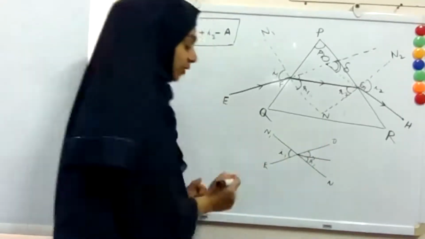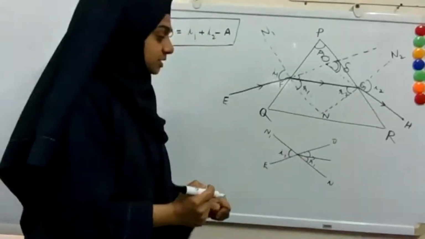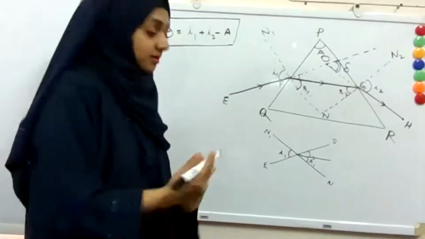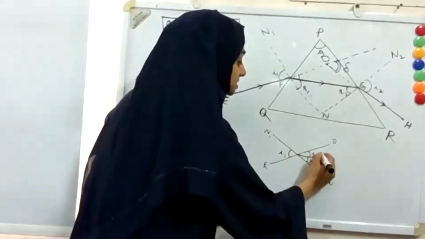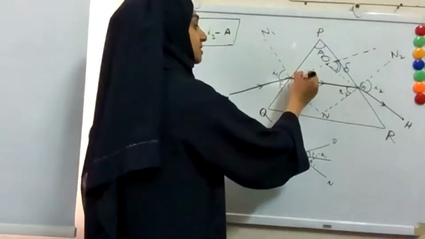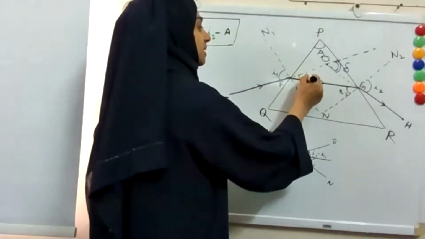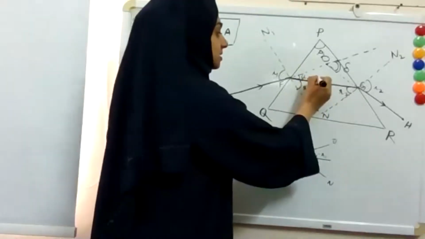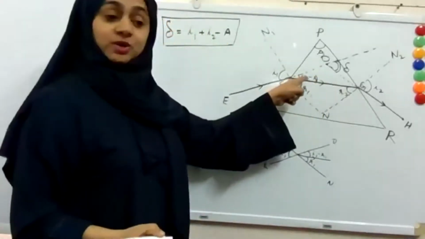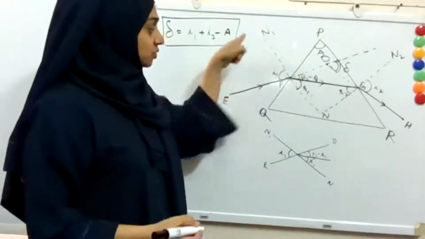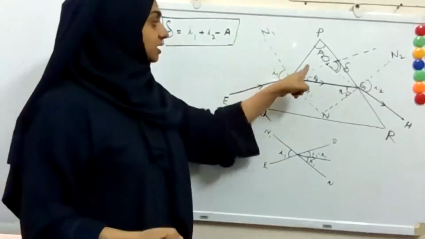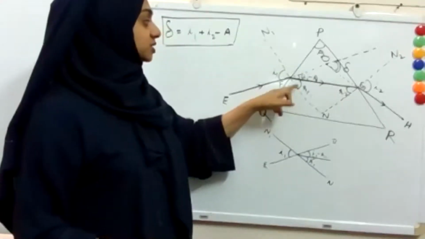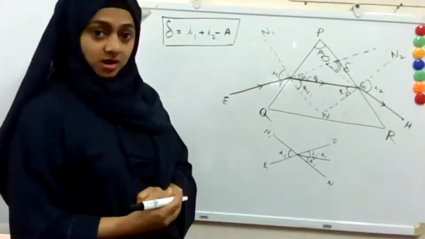This whole angle is I1, but a part of it is R1. So what will be the small angle? I1 minus R1. So I can mark this angle as I1 minus R1, because these are two crossing lines. So this angle and this total angle should be the same, but part of that is R1, so I can mark this as I1 minus R1.